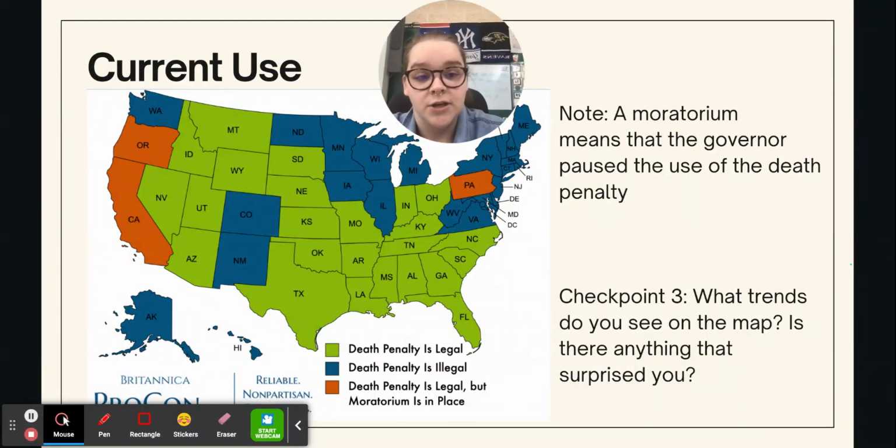So that takes us to checkpoint number 3. What trends do you see on this map? Is there anything on this map that surprised you?